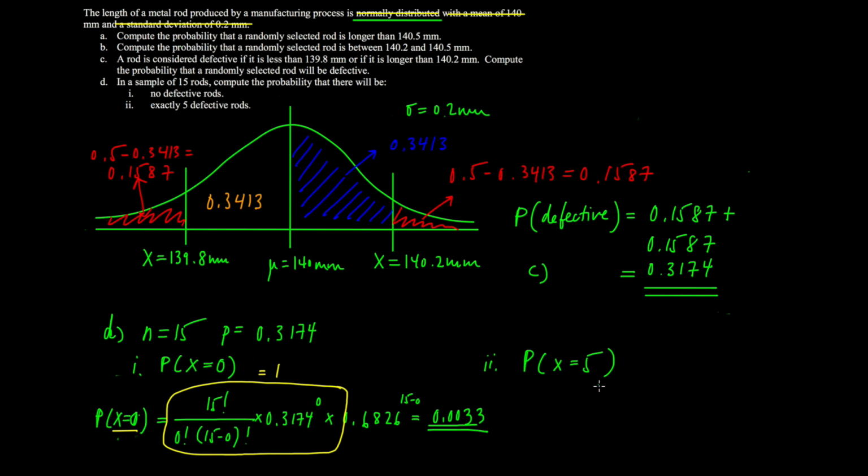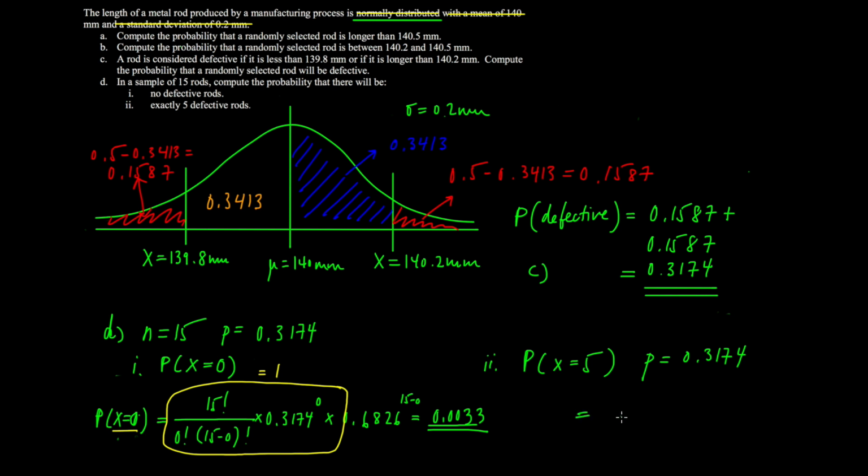So here, because I want exactly 5 of the 15 to be defective, using the probability of the rods being defective as my P, I need P of x equals 5. Whereas if I had used the probability of rods being non-defective as my P, I would have had to use 10 here, okay? So then we simply solve for this using the same binomial formula.